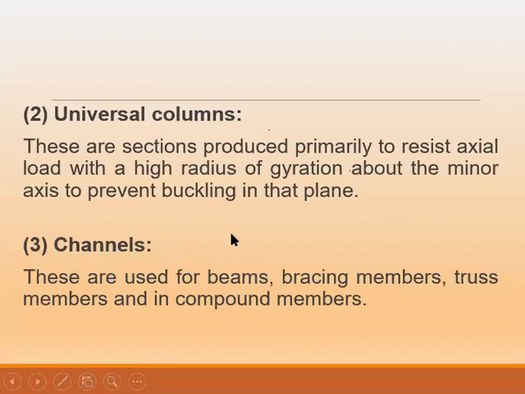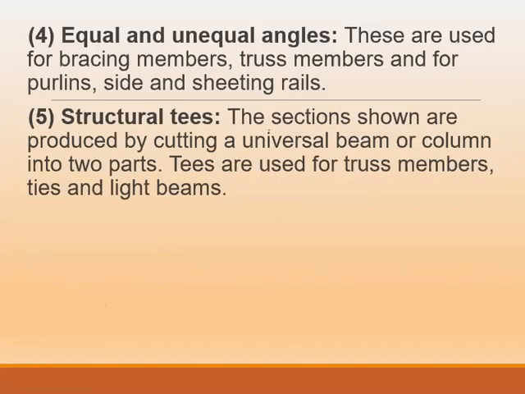But the strength of channel sections is not the same as the universal beams or universal columns. So these can be used to carry light loads or lower loads, or loads with lower magnitudes as compared to the universal columns and universal beams. Okay? Then we have the angle sections.